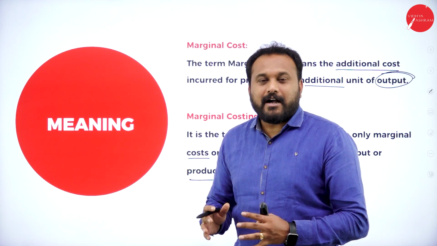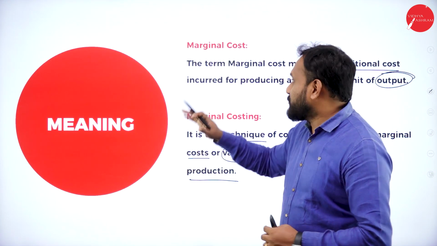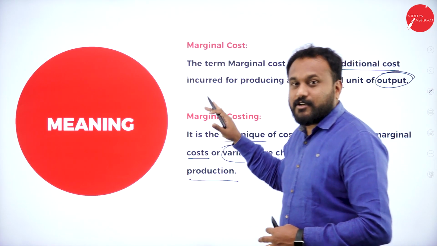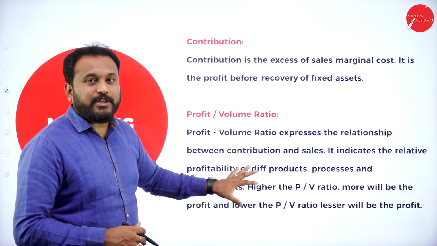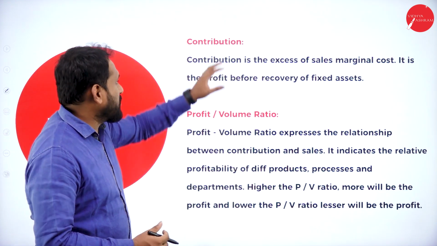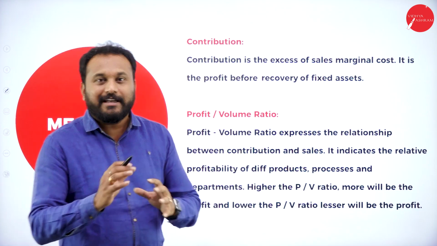Hope you are able to remember these things. One is marginal cost. What is marginal cost, and what is marginal costing? So the next two meanings which we are supposed to know are contribution and profit volume ratio.